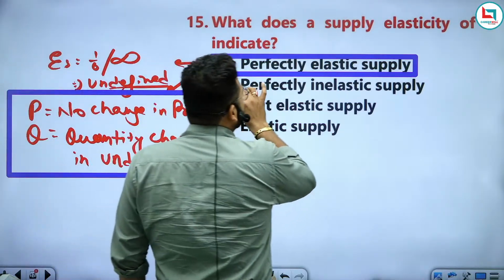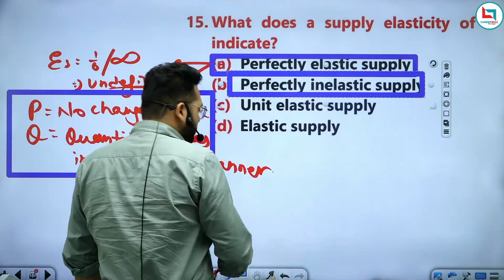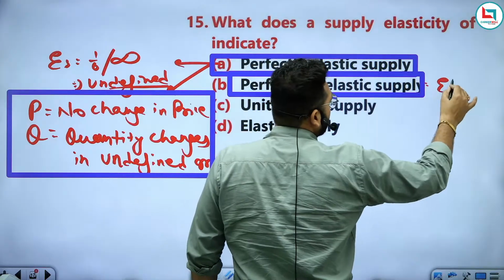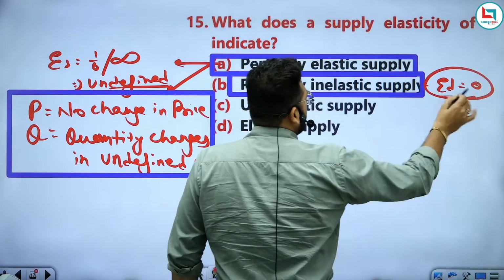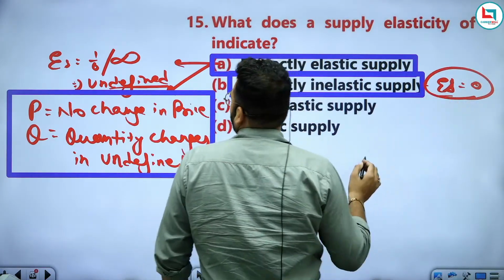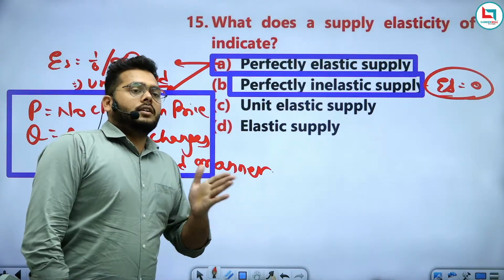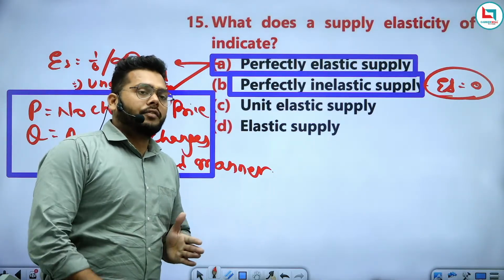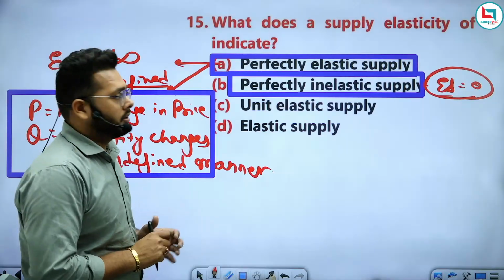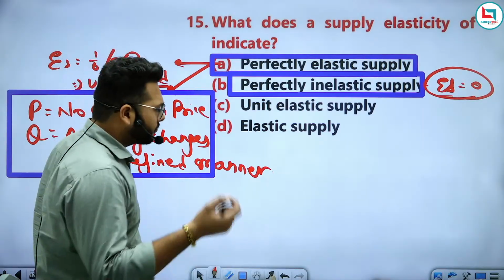Perfectly inelastic supply means what? When Es is equal to 0. It means there is no change in the quantity after a change in the price. There is a constant change in the price.